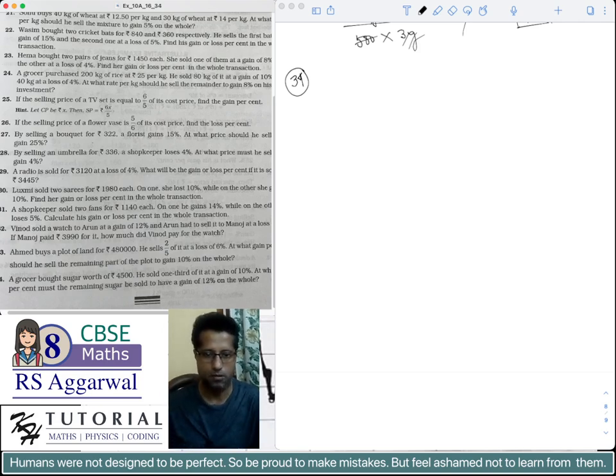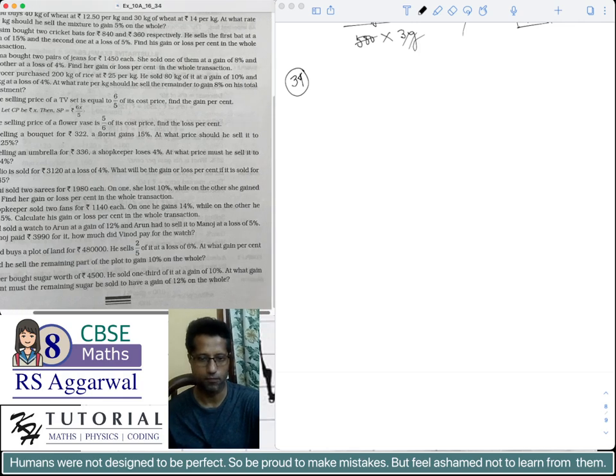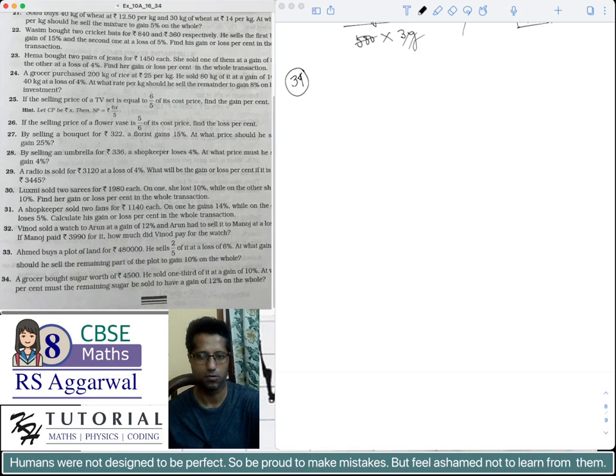A grocer bought sugar worth rupees 4,500. He sold 1/3 of it at a gain of 10%. At what gain percent must the remaining sugar be sold to have a gain of 12% on the whole? Now, the pattern of this question is exactly the same as question number 33. But let's try to solve it anyway.